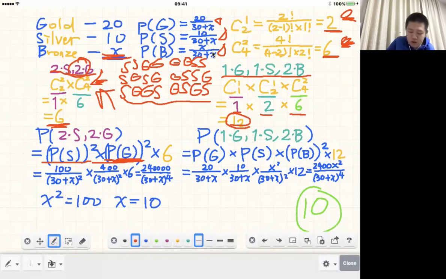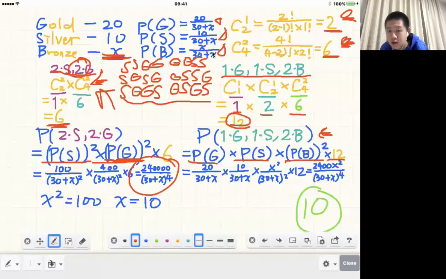So the first situation is 100 divided by (30 plus x) squared, times 40 divided by (30 plus x) squared, times 6, which gives you this number. In the same way, for the probability of the second situation, it's 20 divided by (30 plus x) times 10 divided by (30 plus x) times x squared divided by (30 plus x) squared, times 12. That gives you this number.